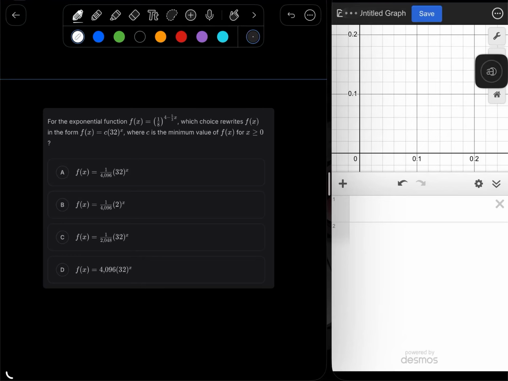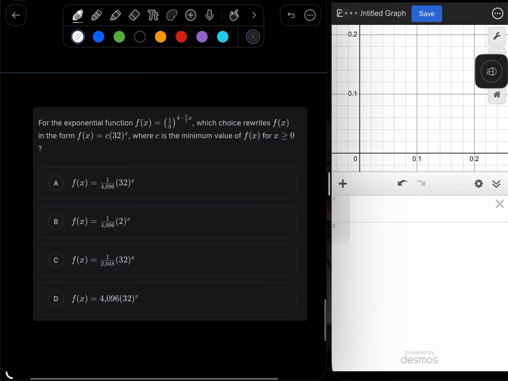Welcome back. Today I'm going to be going over this exponential question that appears on the Math SAT. Of course, I don't want to waste any of your time, so let's get right into it. First, try this problem out for yourself, and of course, use Desmos because you're allowed access to it.